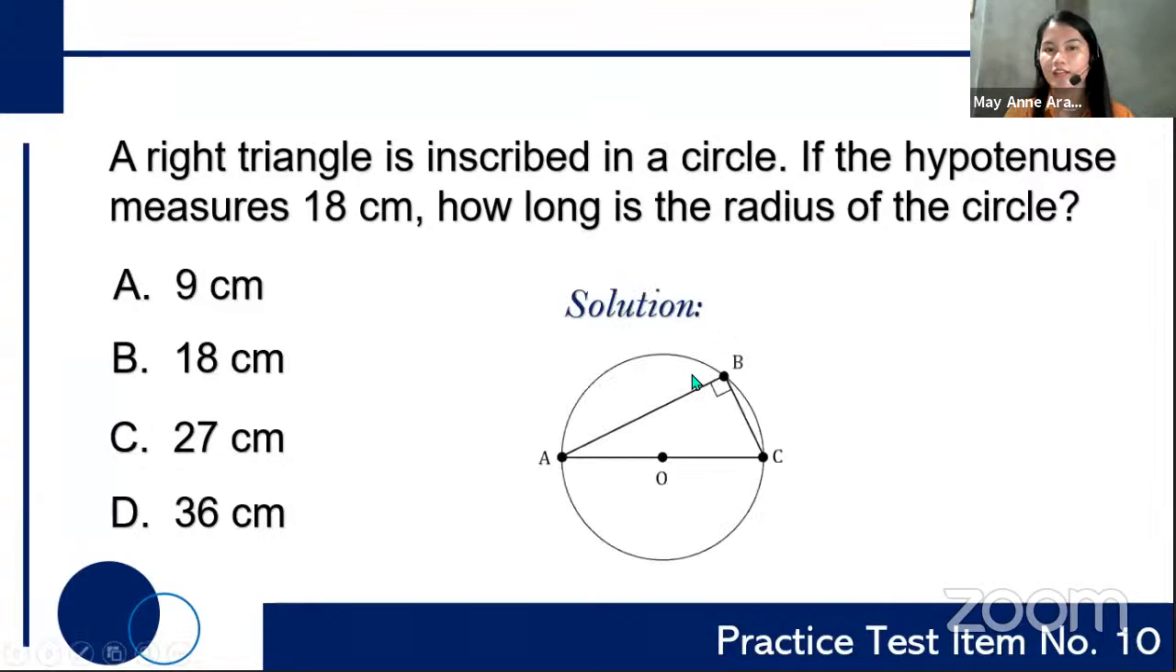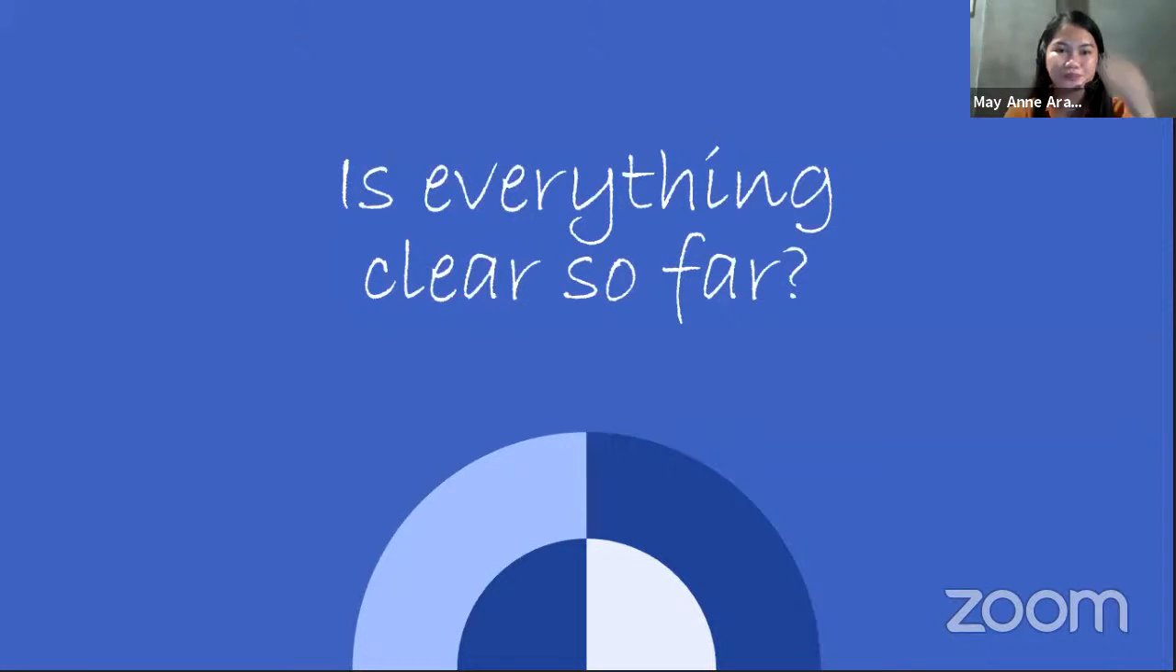So let us have the illustration. If you inscribe a right triangle in a circle, the hypotenuse is always the diameter. Since we're looking for the radius, just divide the hypotenuse by 2. That is 18 divided by 2, which is equal to 9. Okay, 9 centimeters. Hope everything is clear so far.